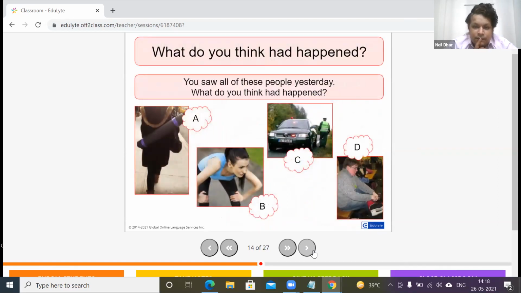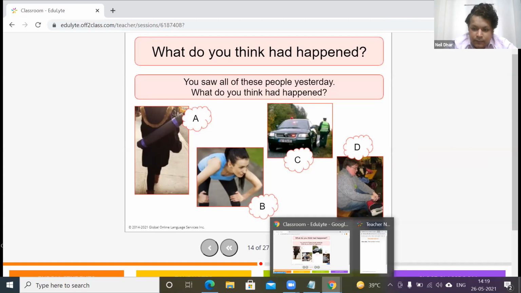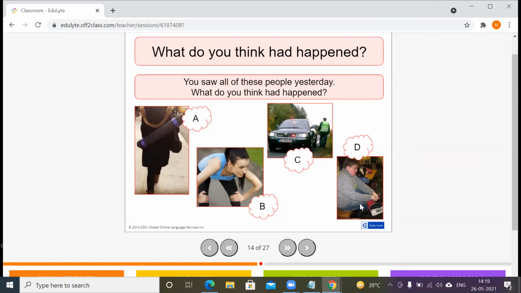Next, what do you think had happened? You saw all of these people yesterday. What do you think had happened? A, looking at the picture, can you give an example? I think someone is walking on the street. B is she is taking a rest after a workout. C is a policeman checking the car, and D is he's just sitting. Do you think he's trying new shoes? Probably the picture isn't very clear at your end, but if you look, he's actually trying new shoes.